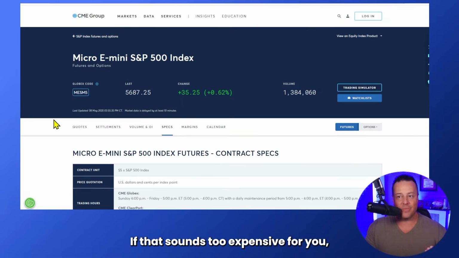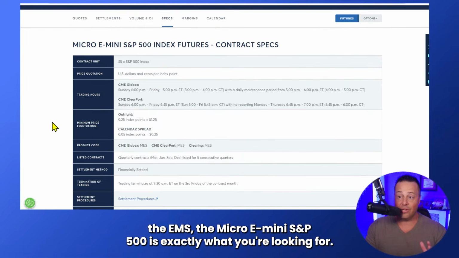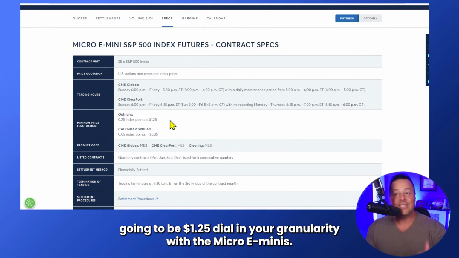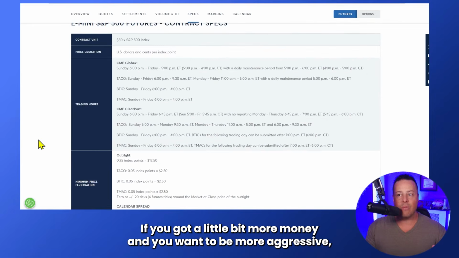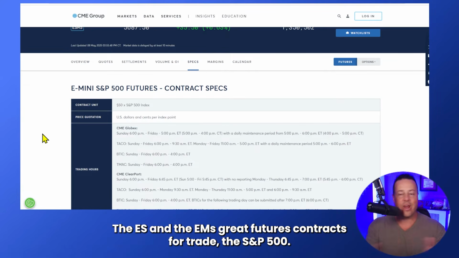If that sounds too expensive for you, the MES, the micro E-mini S&P 500 is exactly what you're looking for. It's going to be that same quarter point tick size, but instead of $12.50, it's going to be $1.25. Dial in your granularity with the micro E-minis. If you got a little bit more money and you want to be more aggressive, you trade the E-minis. It's that simple. The ES and the MES, great futures contracts for trading the S&P 500.